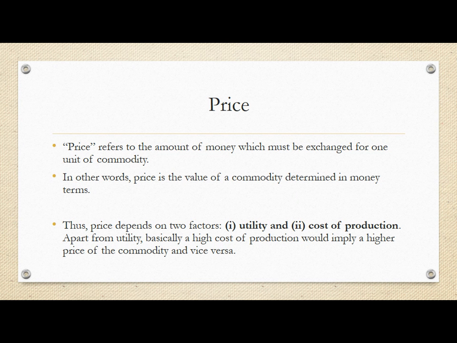The price of a commodity is determined by the interaction of its demand and supply. Thus, price depends on two factors. First is utility and second is cost of production. Apart from utility, basically a high cost of production would imply a higher price of the commodity and vice versa.